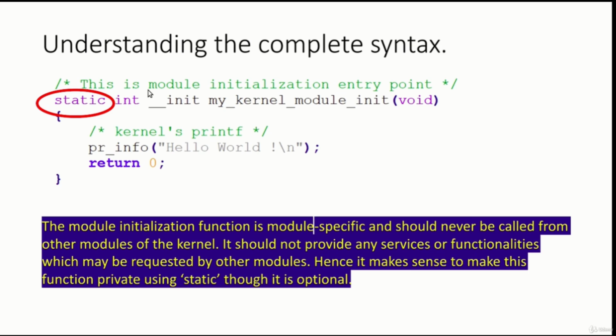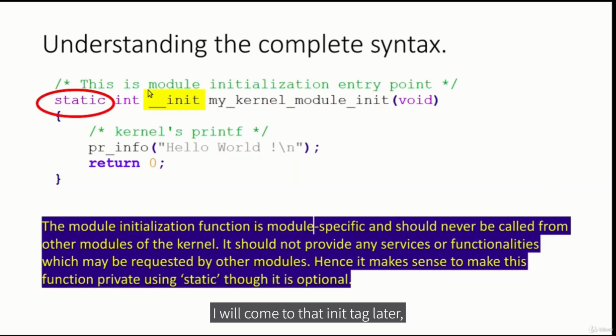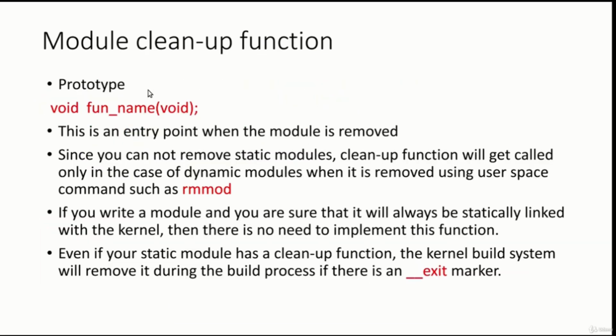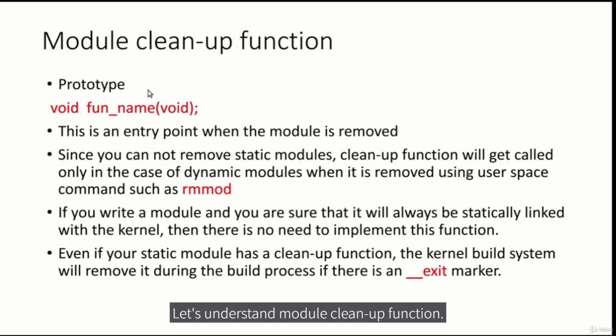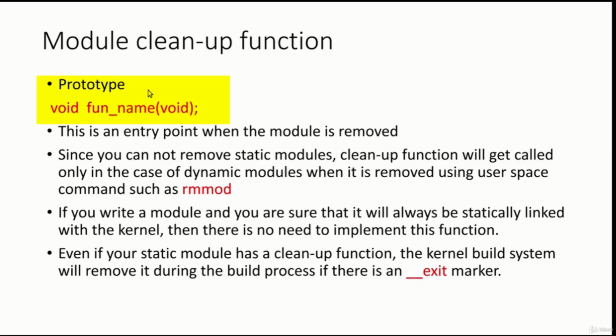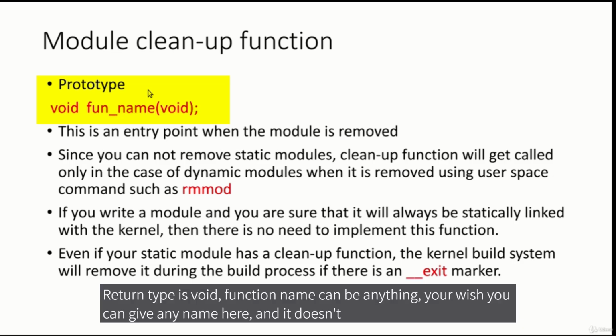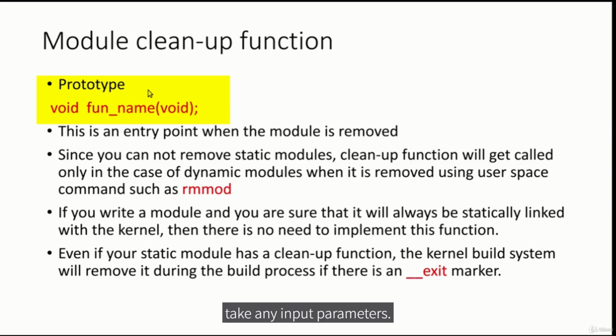Let's move forward. I'll come to that init tag later. That is the underscore init tag, or a macro. So I'll come to that later. Let's understand the module cleanup function. This is the prototype of the module cleanup function. Return type is void. The function name can be anything. Your wish, you can give any name here. And it doesn't take any input parameters.